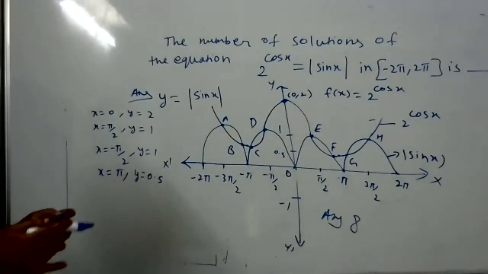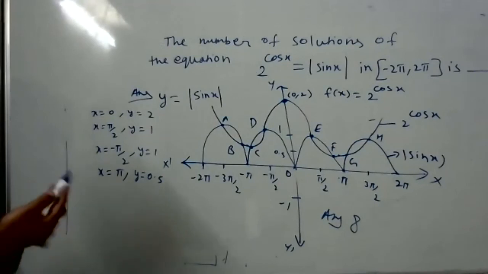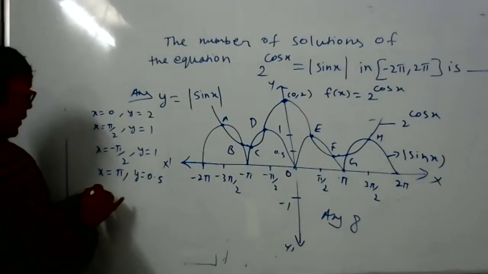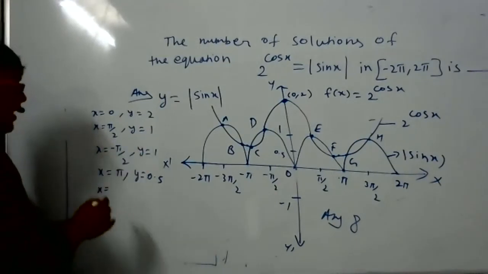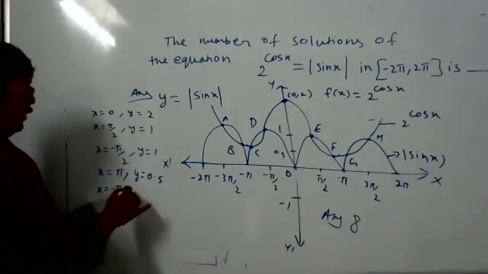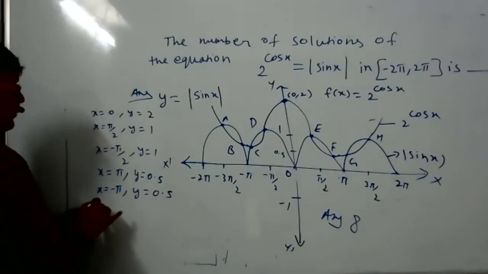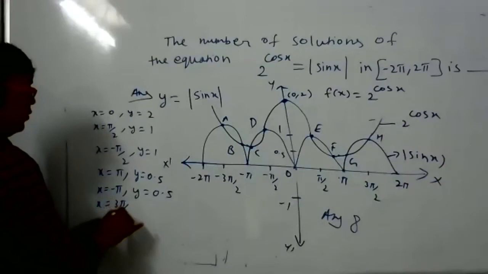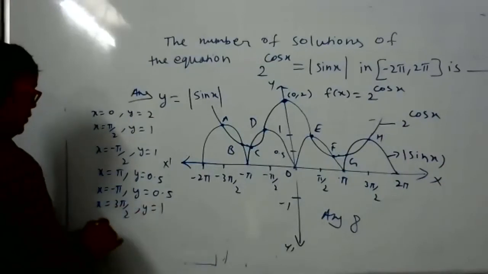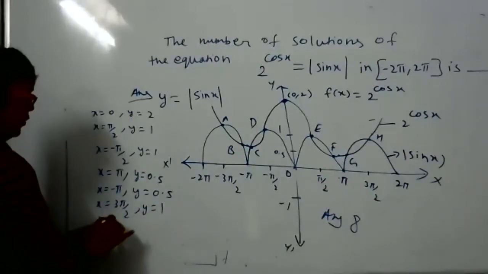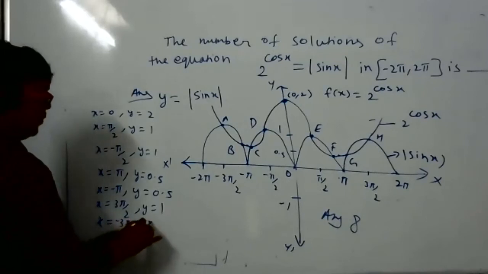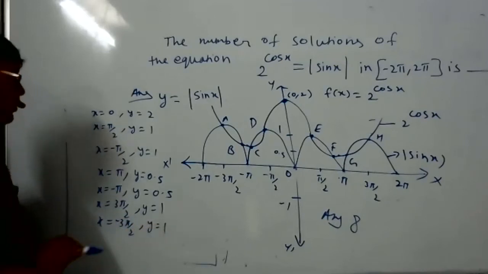At that point, both the left hand side and right hand side are equal. That's why they are intersecting. And you can draw and plot the graph also. At x equal to minus pi, y is equal to 0.5. At x equal to 3 pi by 2, y is equal to 1. At x equal to minus 3 pi by 2, y is equal to 1.